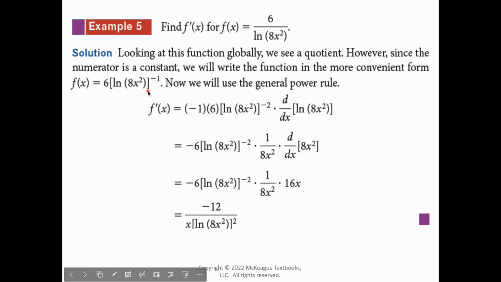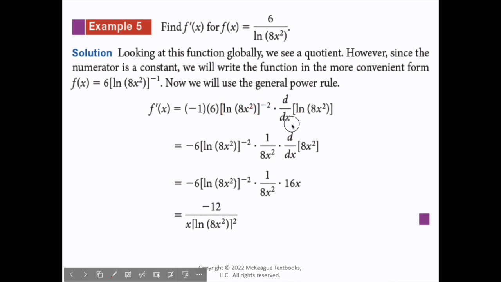So now we can use the power rule and the chain rule. So when we take the derivative, when it's in this form, I bring the -1 down in front, and then I have to decrease that by 1. So I have the -1 in front times 6. This becomes a -2, but then I have to take the derivative of what's inside. Because we have two inner functions here, we're going to have to use the chain rule twice. I have this inner function, and then I have this inner function here, the 8x squared.